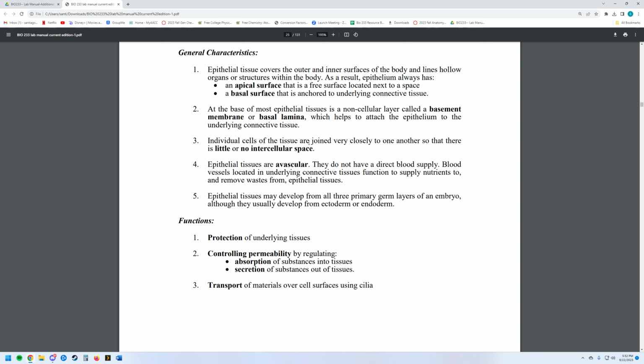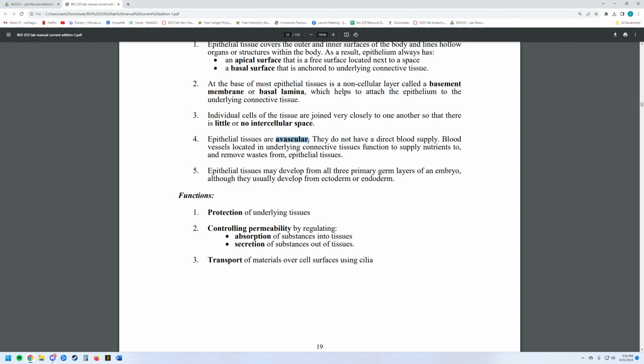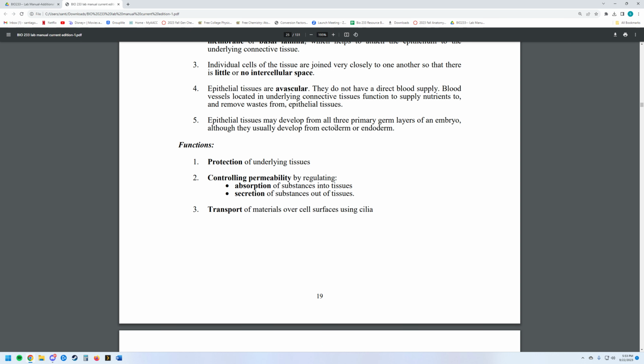Individual cells of the tissue are joined very closely to one another so that there is little to no intercellular space. Nice and tight. Avascular, so because they don't have blood supply, they rely on nutrients to diffuse and stuff like that. Epithelial tissues may develop from all three primary germ layers of an embryo, although they usually develop from ectoderm and endoderm. I have no idea what that's talking about.